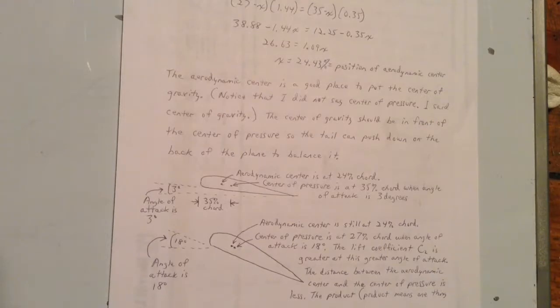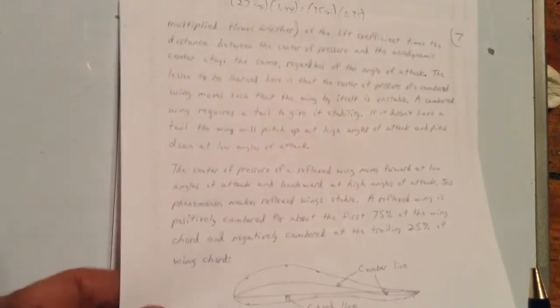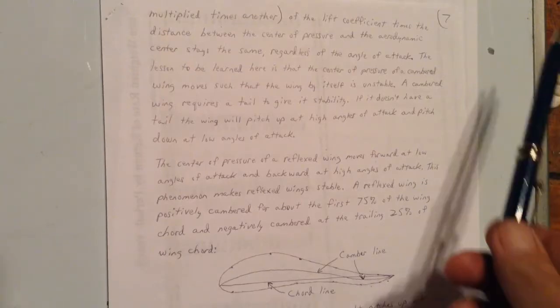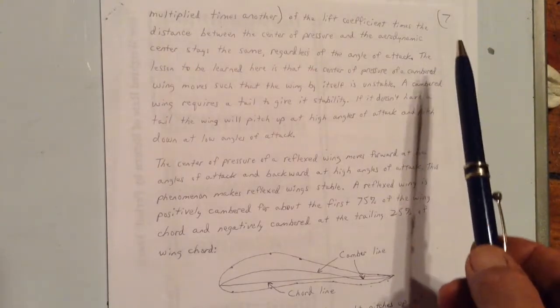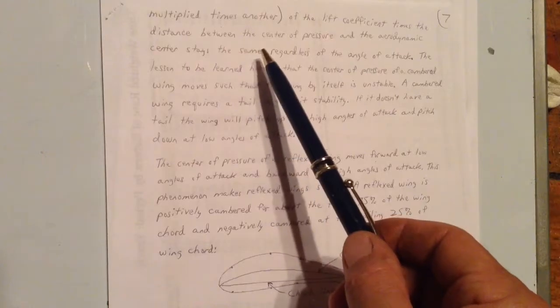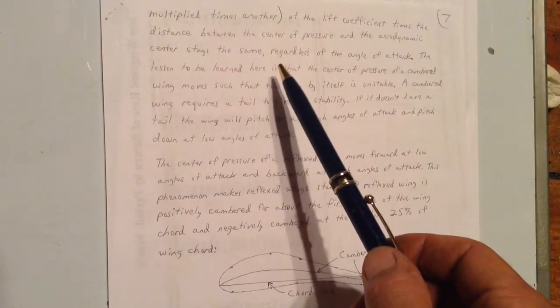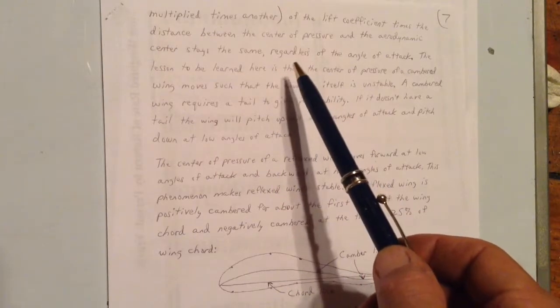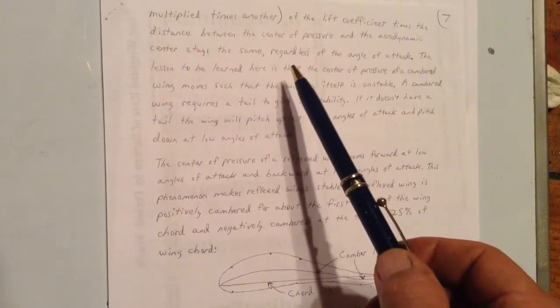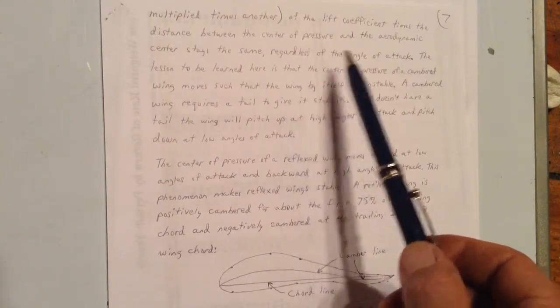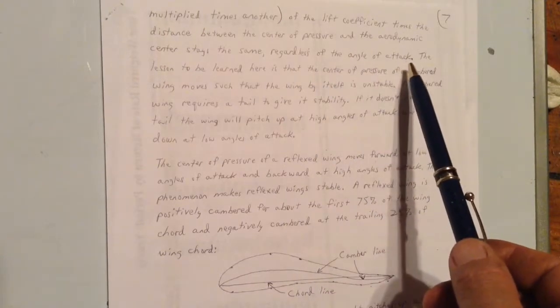Okay, the product means one thing multiplied by another thing. The product of the lift coefficient times the distance between the center of pressure and the aerodynamic center stays the same. The pitching moments stay the same. By definition, that's what an aerodynamic center is, the point at which the pitching moments are a constant, regardless of the angle of attack.